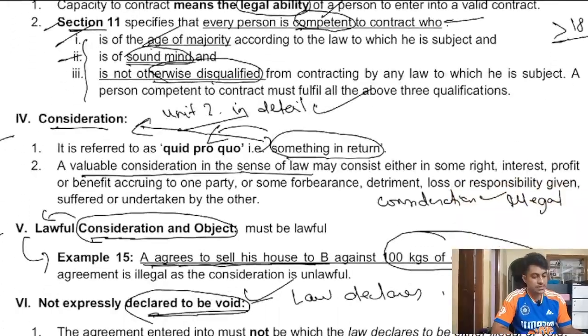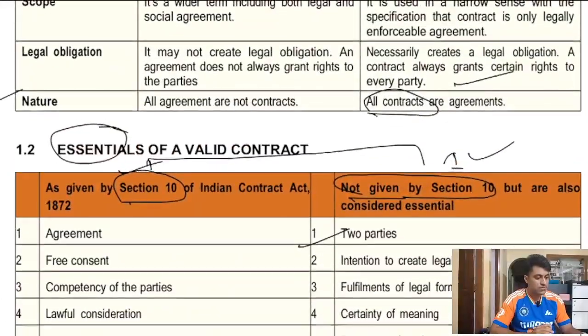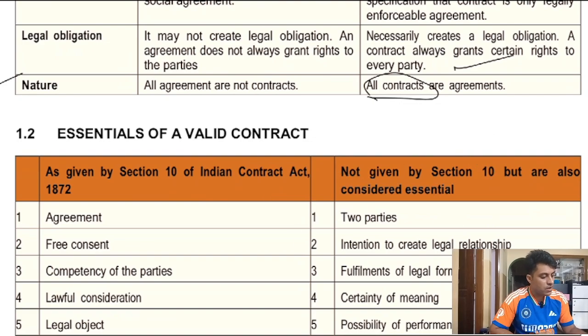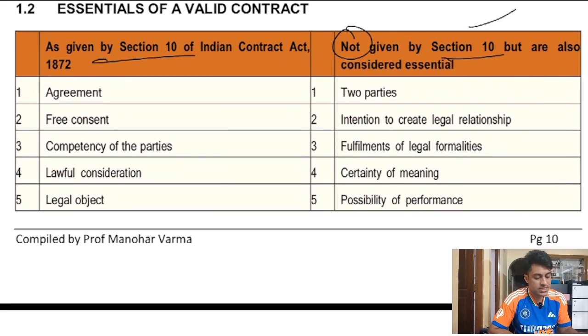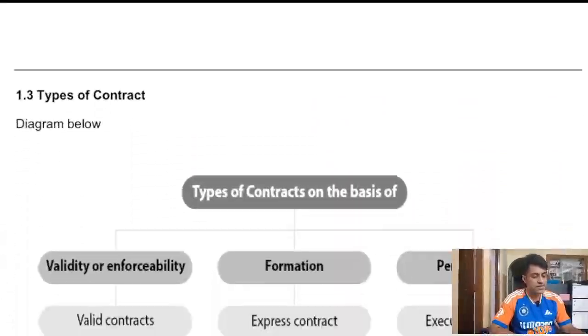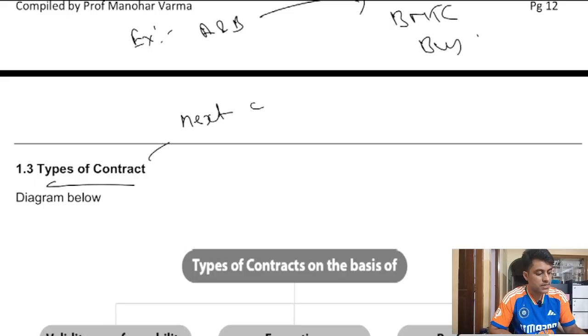So basically this is about the essentials of a valid contract. Let me go back to the initial table. Essentials of valid contracts: one which is not given under section 10, the other things are given under section 10. So all these things we have completed. In the next class, we will be seeing about the types of contracts.